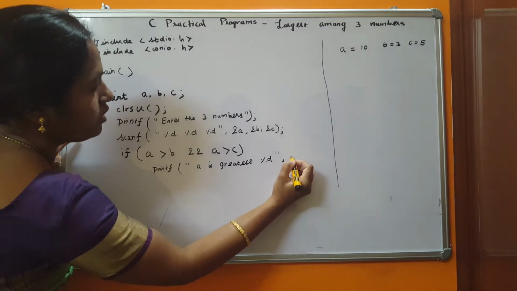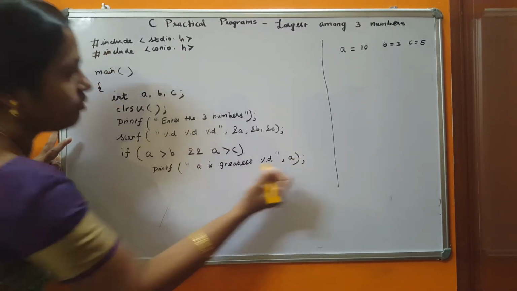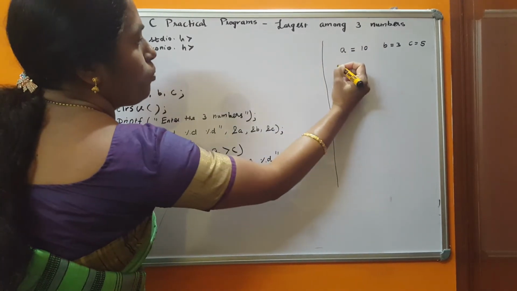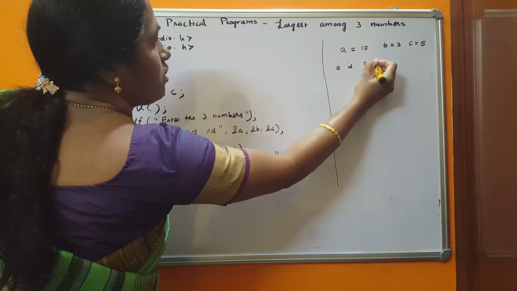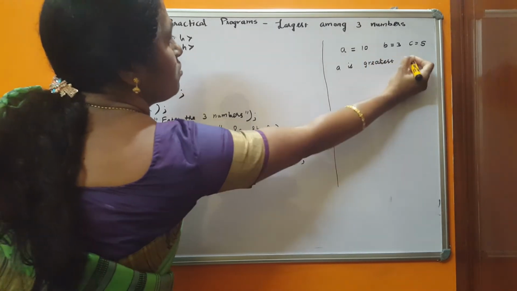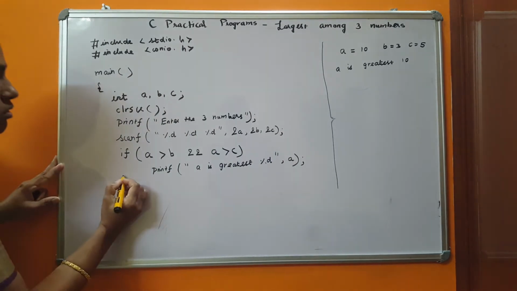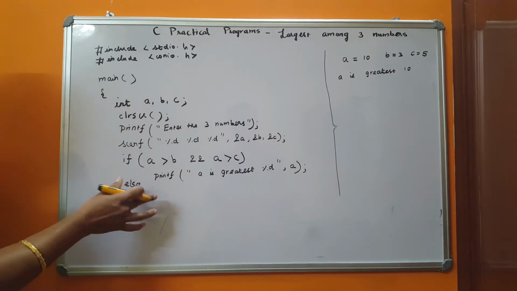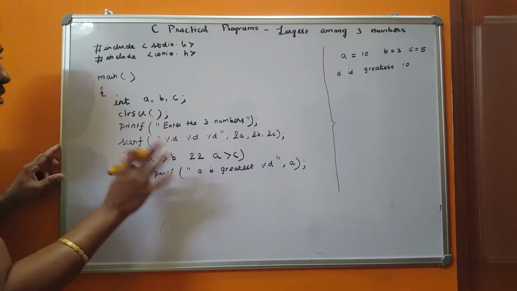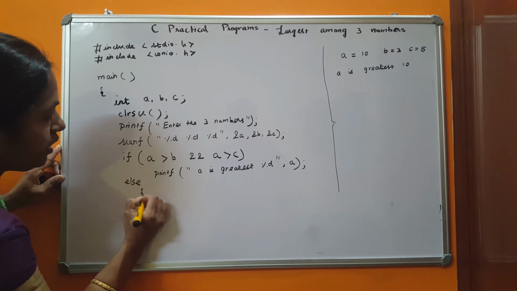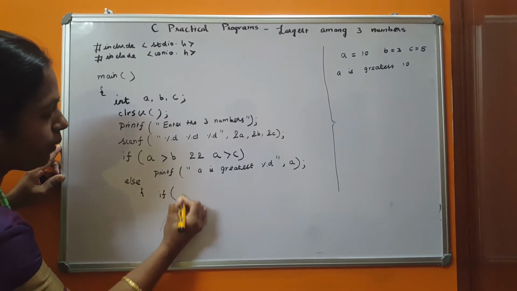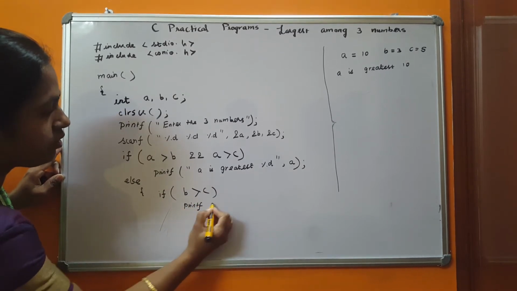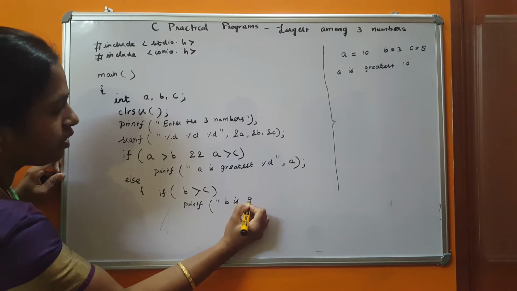In this, percentage d is used to print the a value 10. If the input is 10, 3, 5, then immediately the output is a is greatest 10. Otherwise, else. If any one of these conditions is false, surely b or c is the greatest value. Now we check b and c. If b greater than c, printf b is greatest.